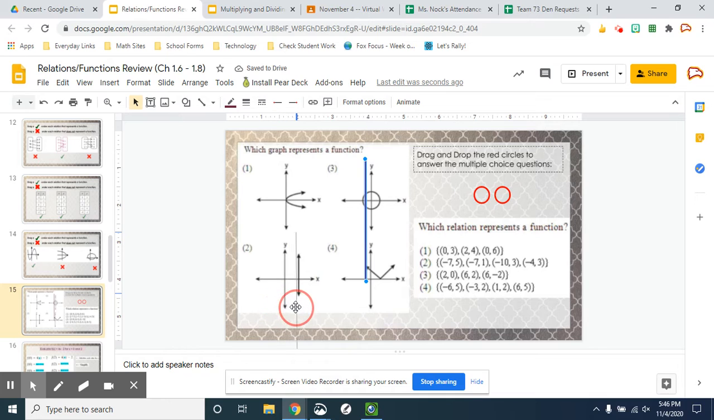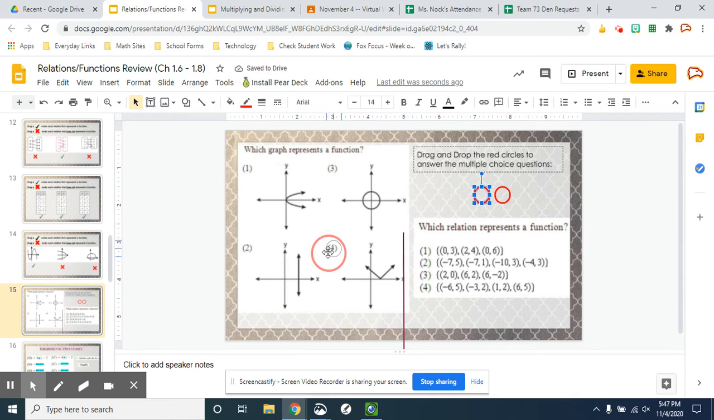And this one, it is literally a vertical line. So that means it's all touching vertically. So that's definitely not a function. And then as we drag here, we see that it's only touching in one spot all the way through. So that means that 4 is a function.